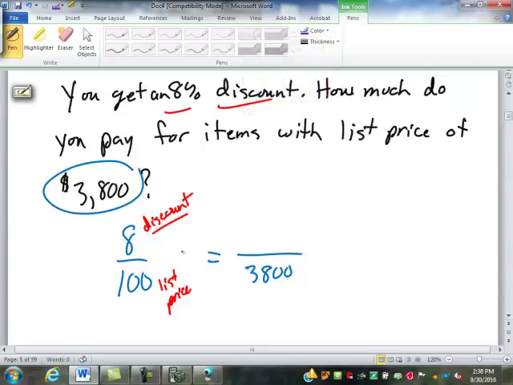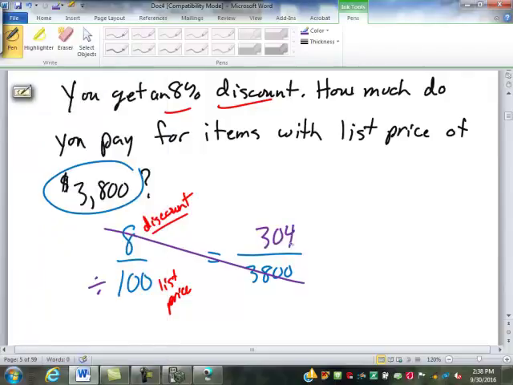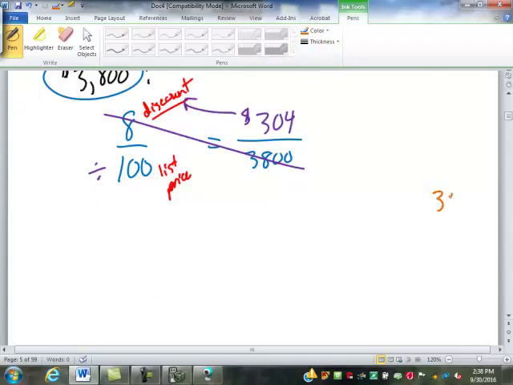So we cross multiply and divide. 8 times 3,800 divided by 100 gives us 304. Is that the number we're looking for, though? That is the amount of the discount. Is that what we're asked to find? No. So what we have to do is take our list price of $3,800, subtract that 304 from it, which will give us $3,496 is the amount we paid. That's what we're asked to find.